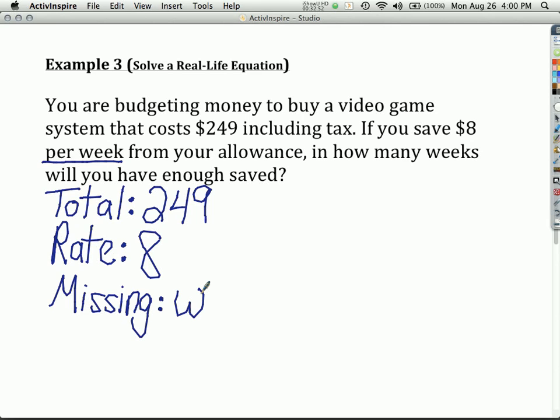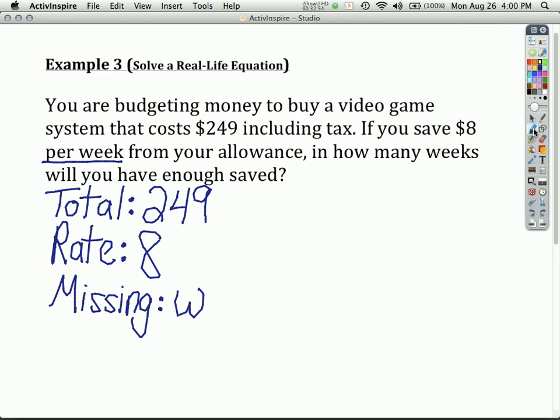There's one last thing we need to identify, and that's an operation. What operation is going to be used in our equation once we set it up? Alyssa? Division. Division? What told you it's going to be division? It says in how many weeks will you have enough saved. Good. So that told you it's division? Yeah. Okay, good. So let me come back to that.